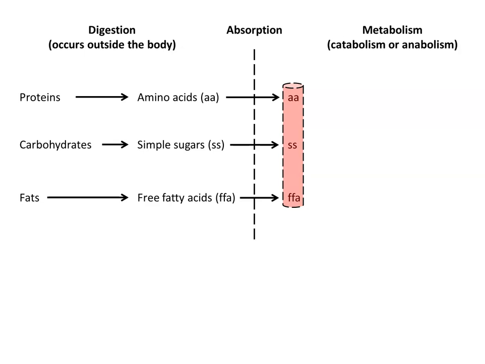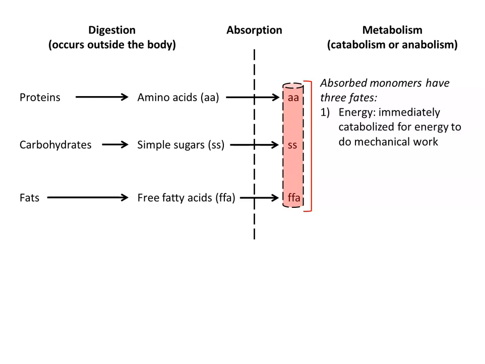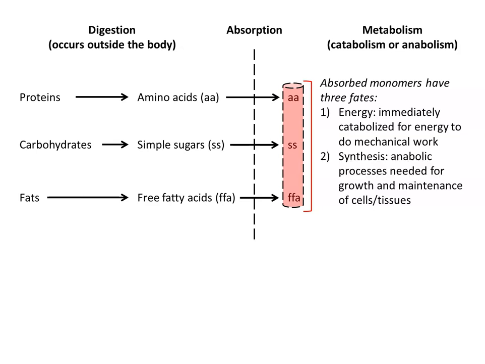Now, monomers have 3 fates. Here they are. Number 1, we can use them immediately for energy. We did this in the first part of our class. We took molecules, we broke them down, we made ATP. Number 2, I can build things. I can undergo anabolism, all the structures in my body. You want to have another cell? You need amino acids, you need sugars, you need fats to make those cells.